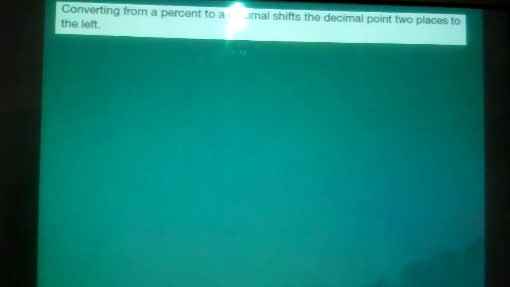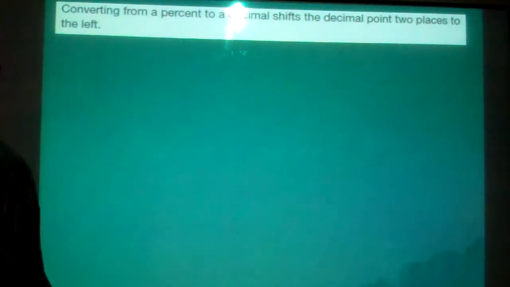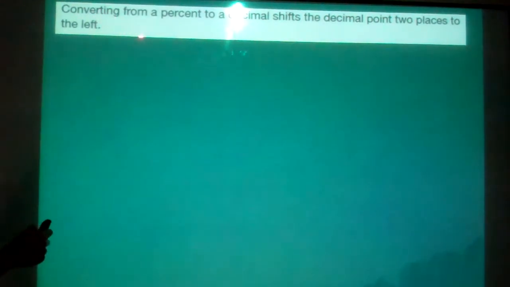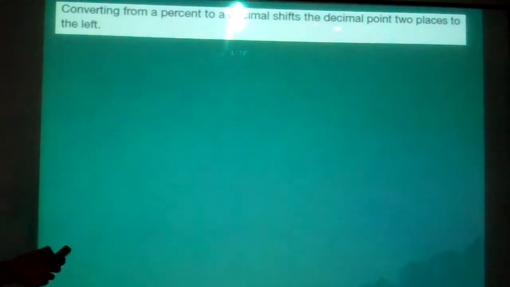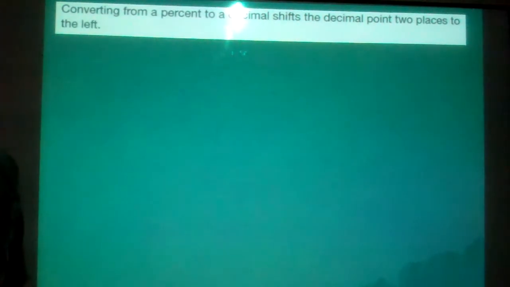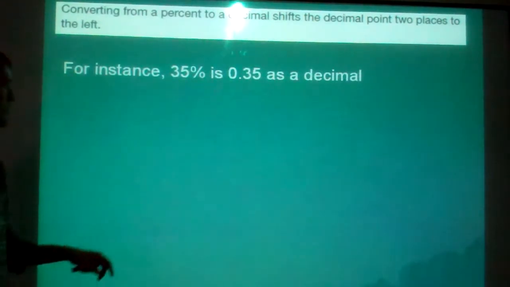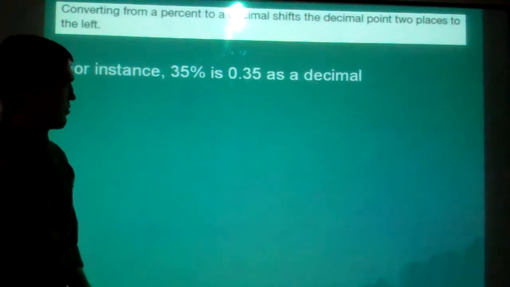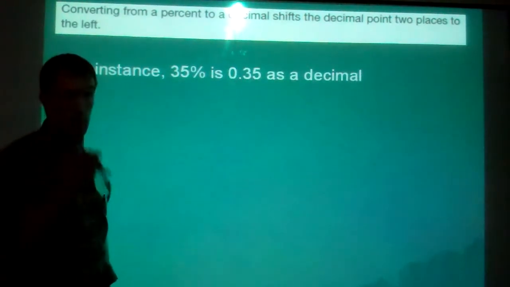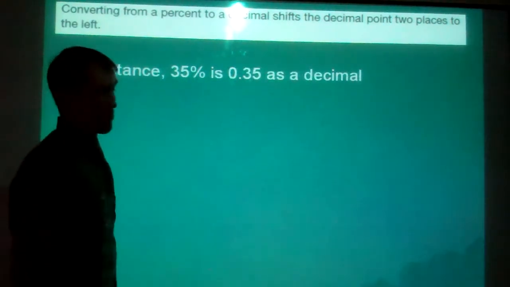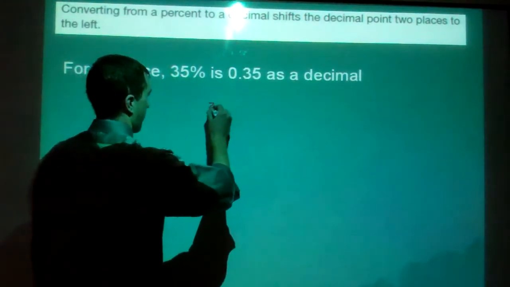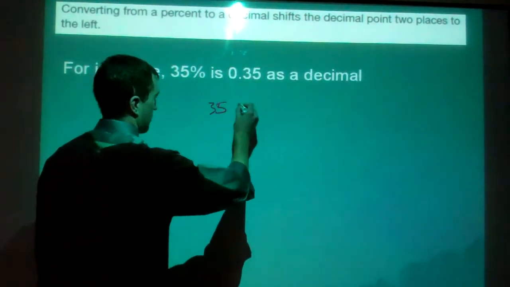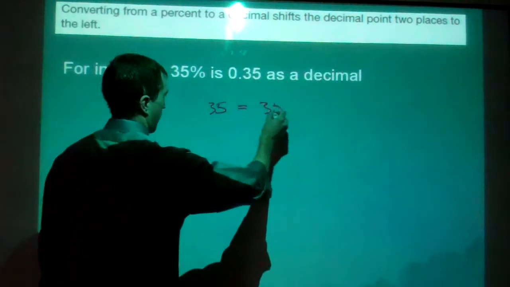Alright. Now, if we want to go from percent to decimal, all we have to do is go backwards. So, converting from a percent to a decimal shifts the decimal point 2 places to the left. So this is going backwards. For instance, 35% is 0.35. Now here's the reason. A lot of students forget where the decimal point is if they see a whole number. So remember that 35 can also be written as 35.0.